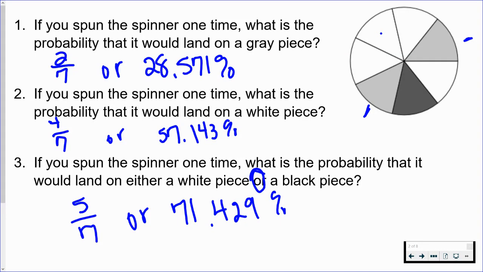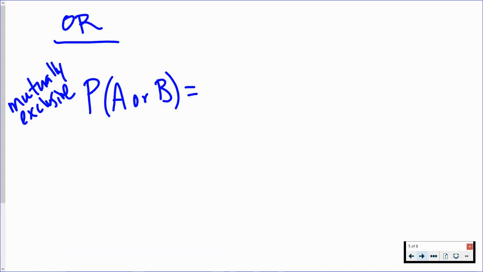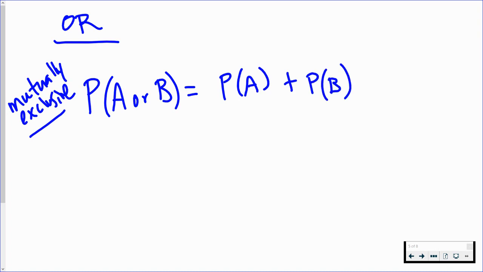Okay, they were either white, black, or gray. So we didn't have to worry about these overlapping. When I say mutually exclusive, it means they cannot occur at the same time. So you can't have both. So when that happens, our OR equation, the probability of A or B, is simply the probability of A plus the probability of B.